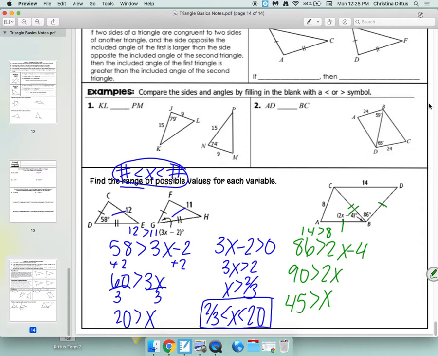Okay, I know that my angle has to be less than 86, but what does my angle have to be bigger than? 0. 2x minus 4 has to be bigger than 0. Add your 4. Divide by 2. And you get 2. So then put it all together in that nice little deal. My low number first, 2, less than x, less than big number, 45.